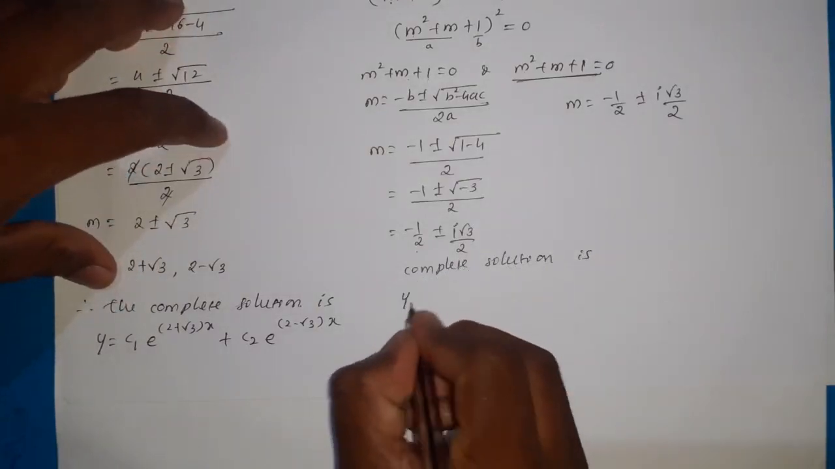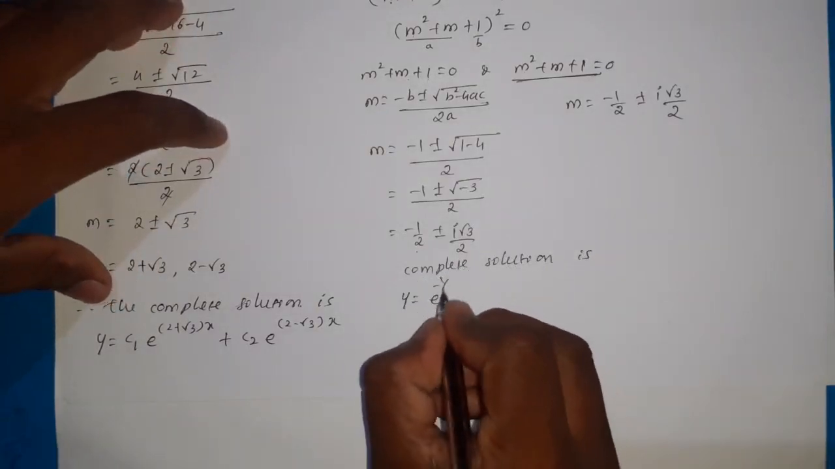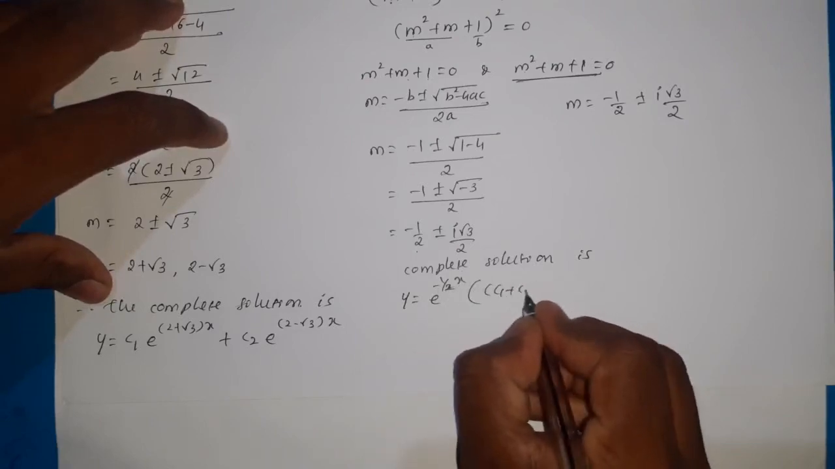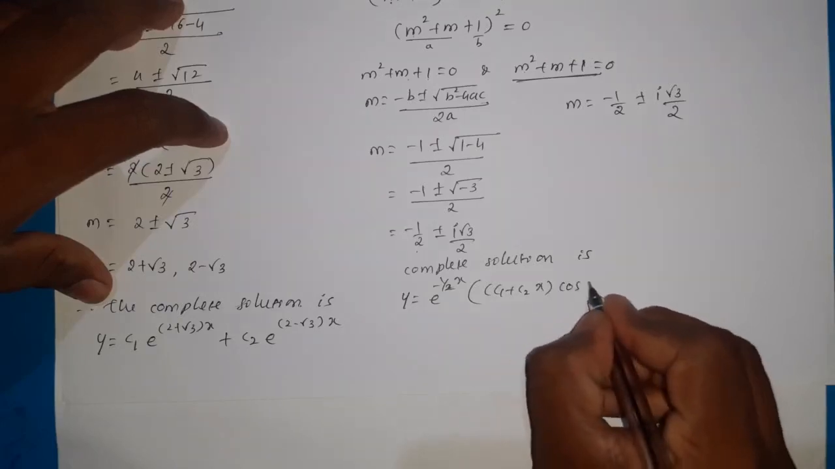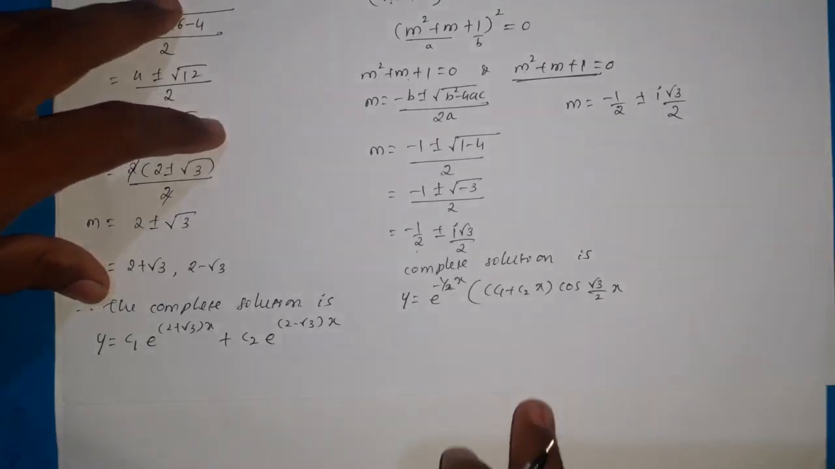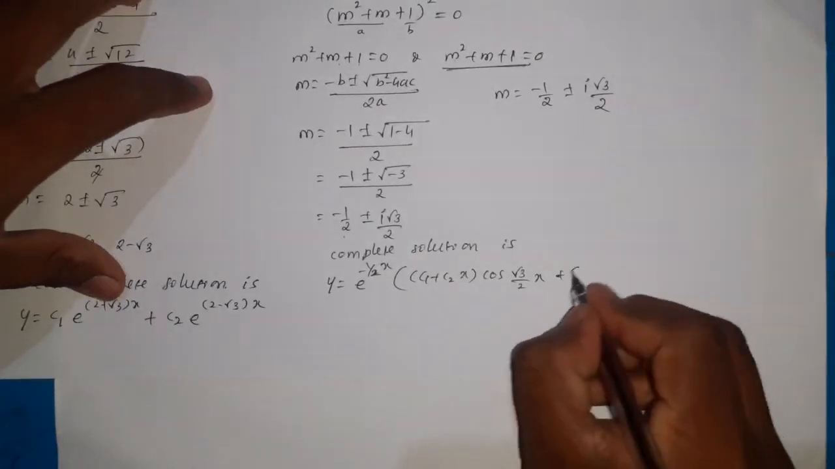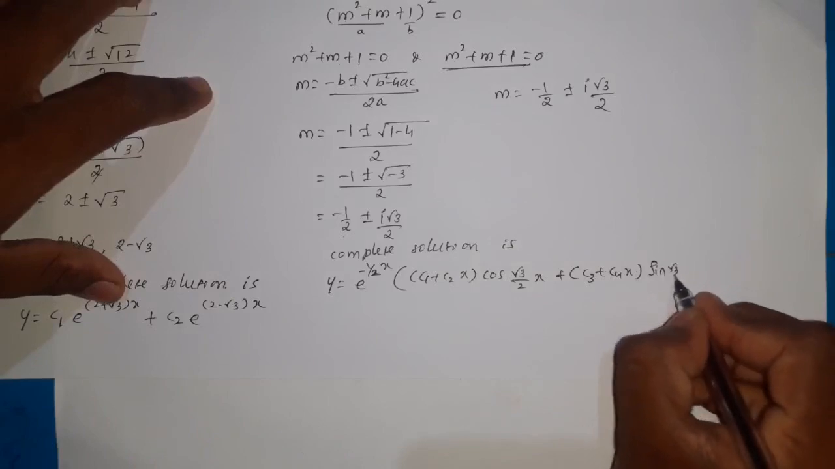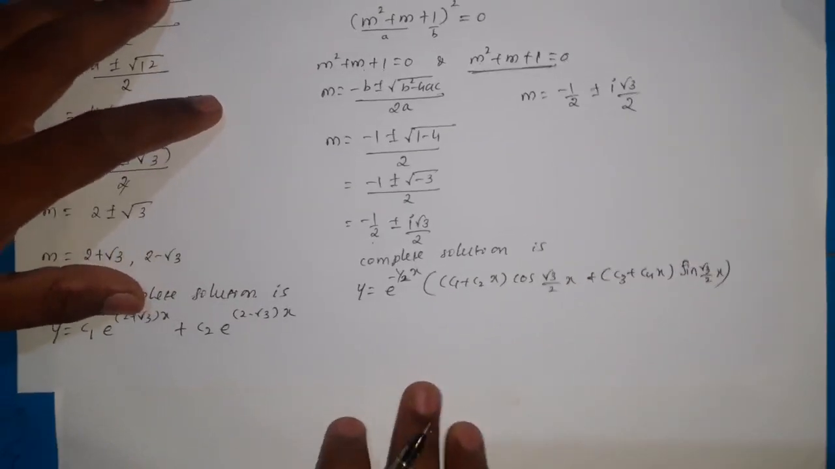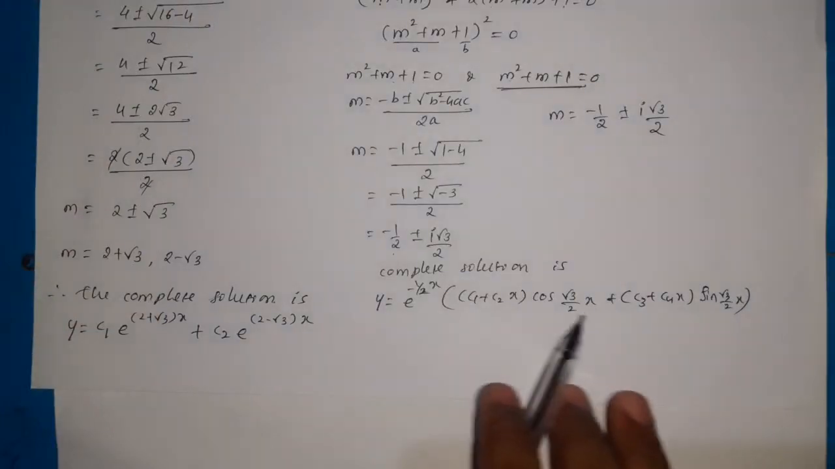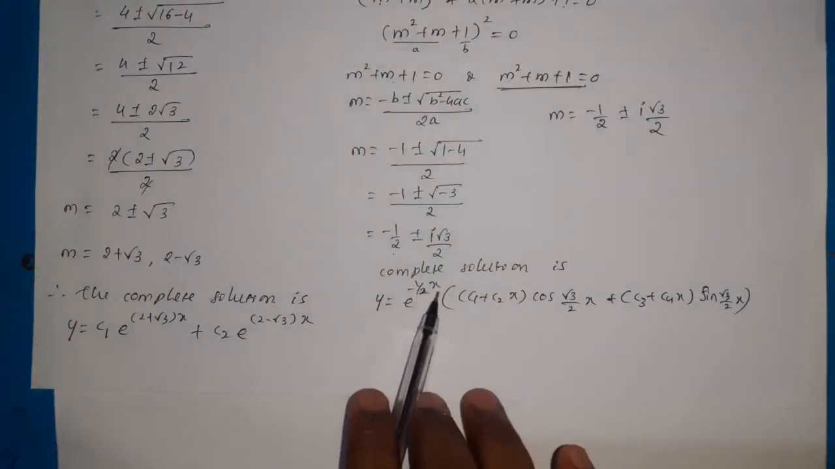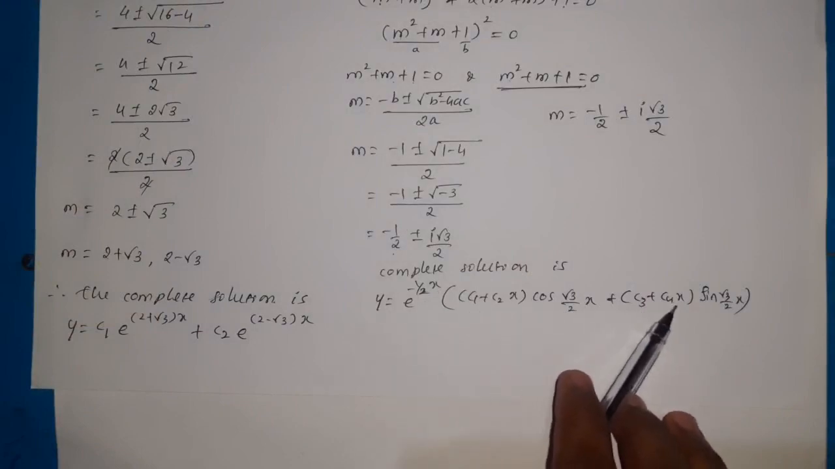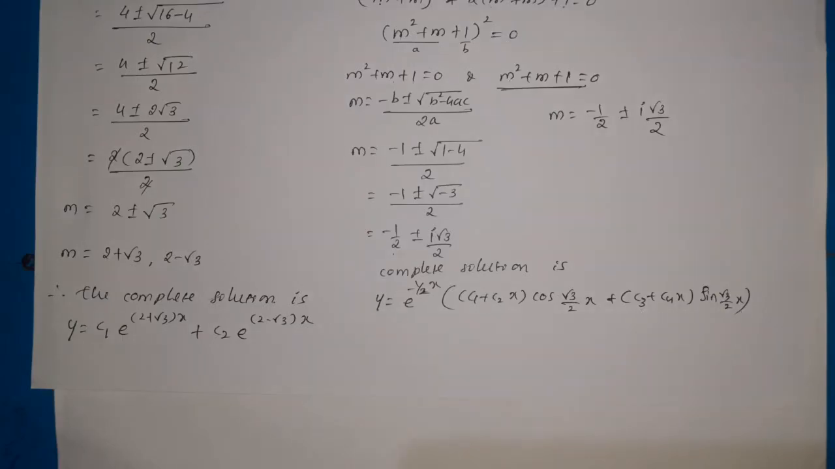is y is equal to e power alpha x, that is e power minus 1 by 2 x, into c1 plus c2 x cos beta x, where beta is root 3 by 2, plus c3 plus c4 x sin beta x. So, therefore, here we got the complete solution as y equal to e power minus 1 by 2 x, c1 plus c2 x cos root 3 by 2 x plus c3 plus c4 x sin root 3 by 2 x.